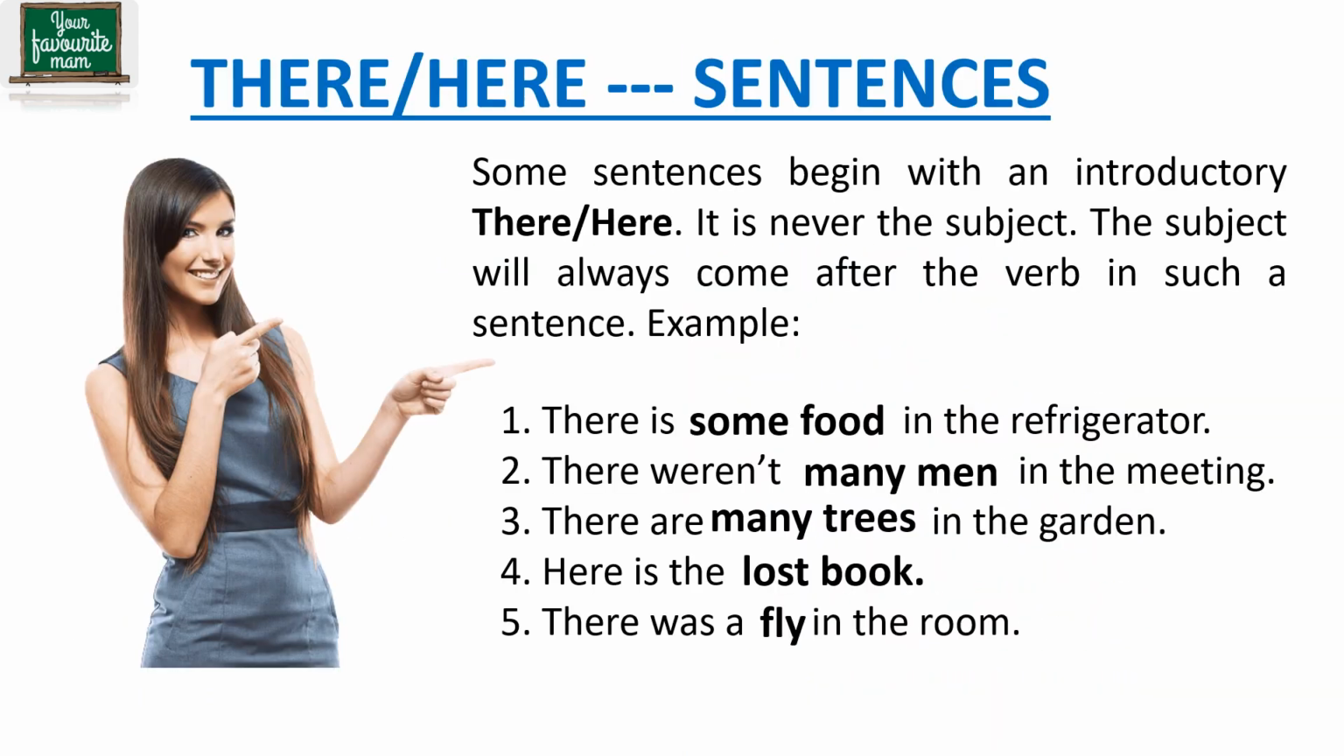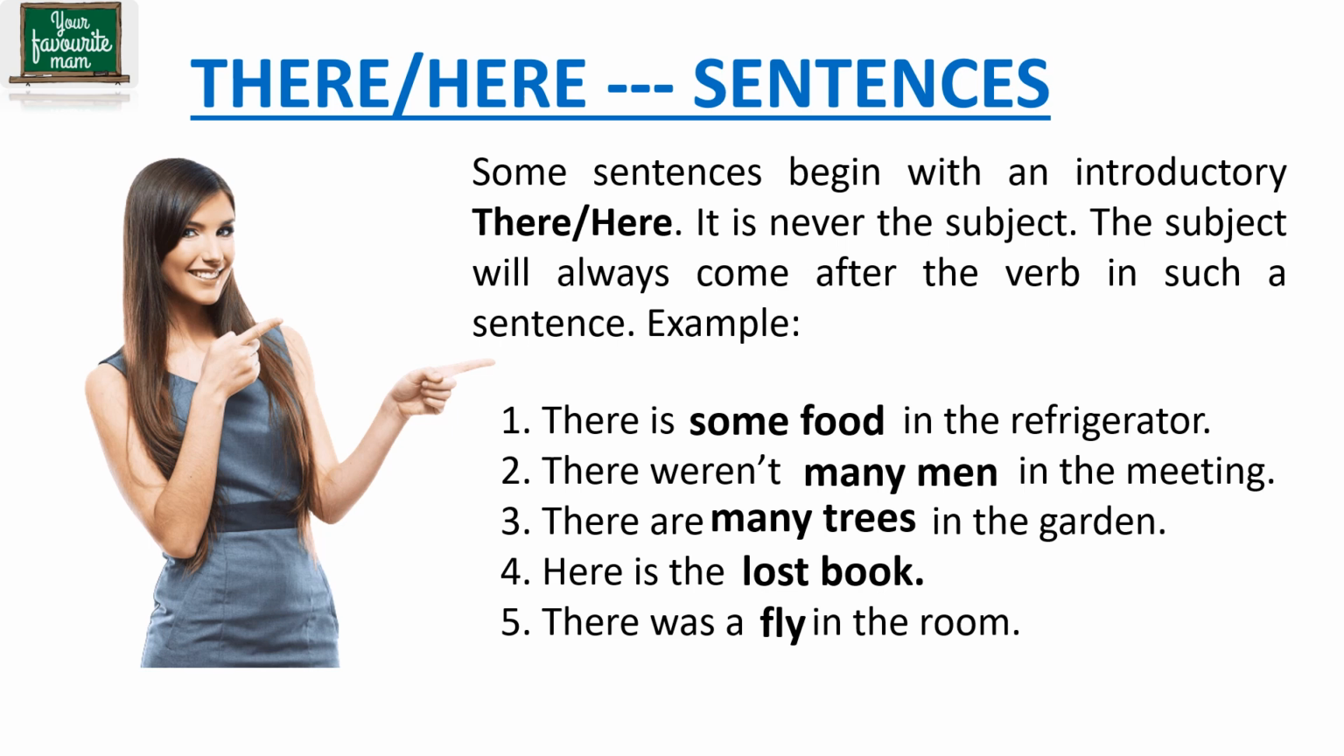Now there are some sentences that begin with an introductory here or there. In these types of sentences, there and here are never the subject. The subject will always come after the verb in such a sentence. For example, there is some food in the refrigerator. Here the subject will be some food.